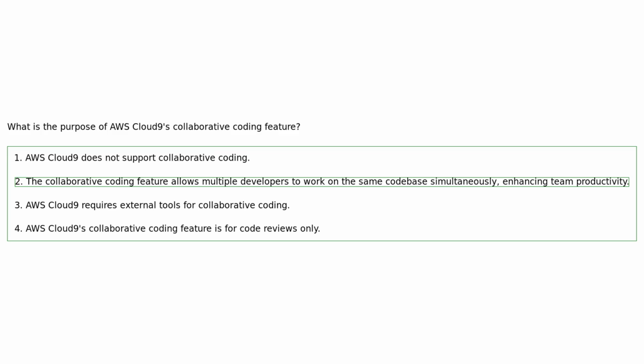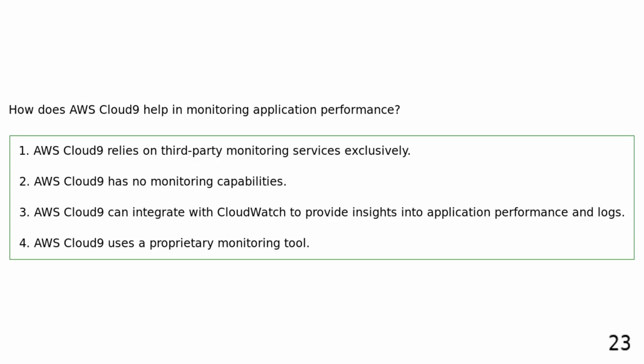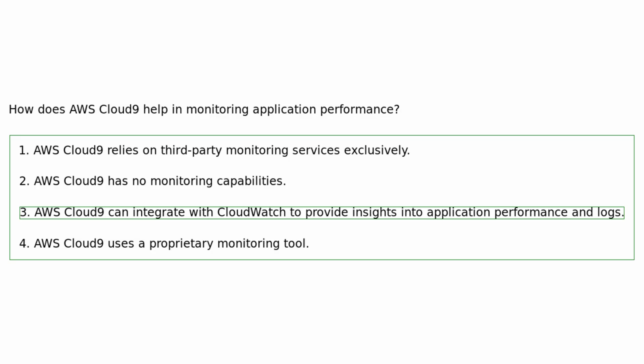boosting productivity. How does AWS Cloud9 help in monitoring application performance? AWS Cloud9 relies on third-party monitoring services exclusively. AWS Cloud9 has no monitoring capabilities. AWS Cloud9 can integrate with CloudWatch to provide insights into application performance and logs. AWS Cloud9 uses a proprietary monitoring tool. AWS Cloud9 integrates with AWS CloudWatch, allowing developers to monitor application performance and access logs directly from the IDE.